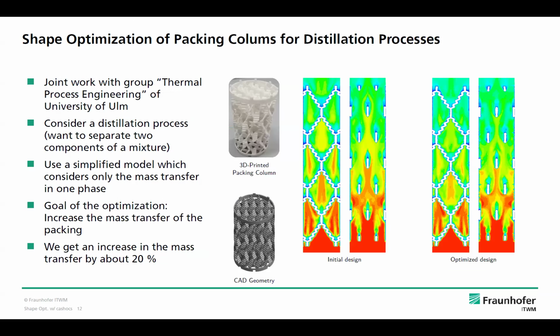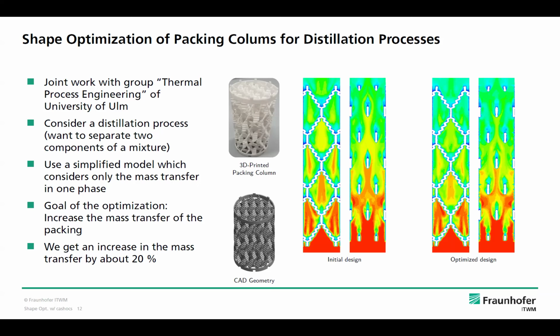And also another nice application, we're working on this with colleagues from the University of Ulm. They have packing columns for distillation processes. You can see some 3D printed packing column here and a CAD geometry. And for our optimization, well, they provided us with some model which works nicely. It's a one-phase model. We considered the flow and mass transfer in these packings and optimized the shape so that we get a higher mass transfer, which will hopefully also increase the distillation quality. And we were able to get an increase in mass transfer by about 20% with this.